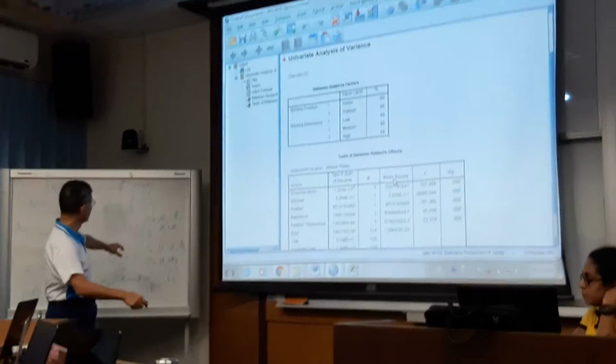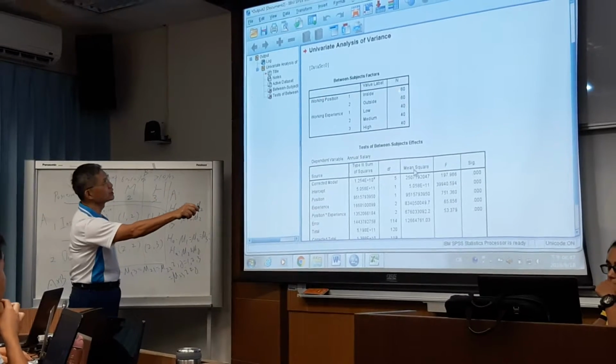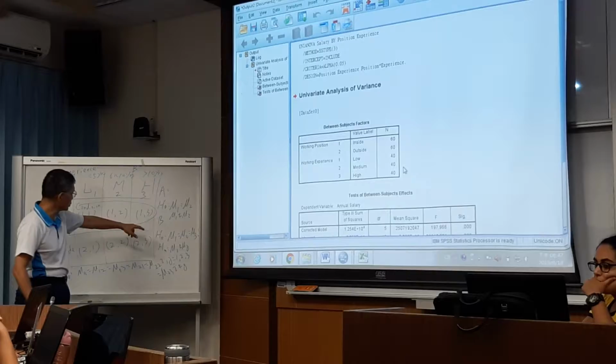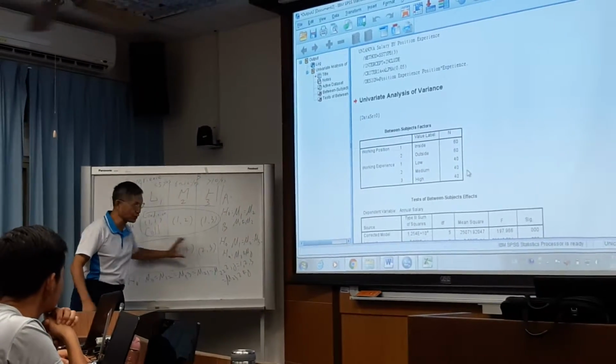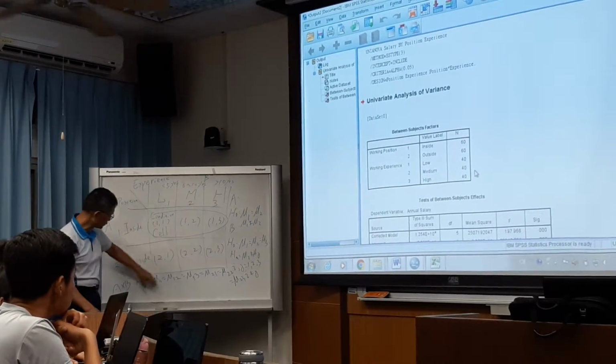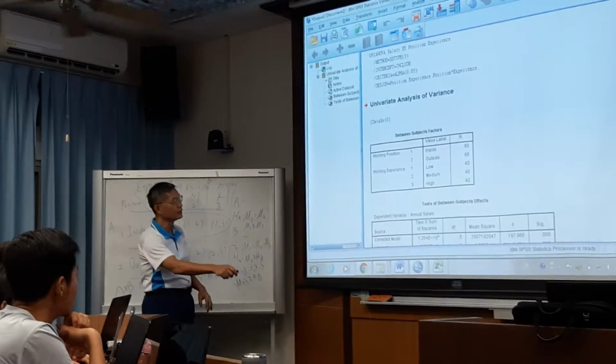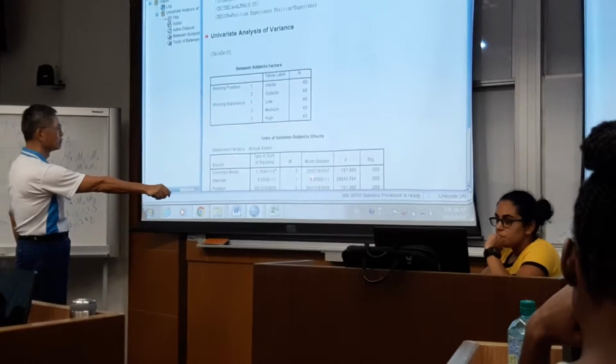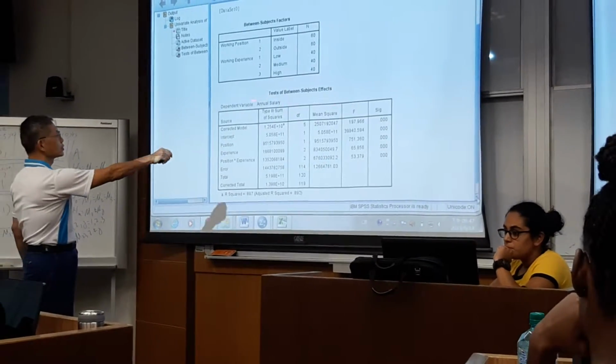This is what I wrote, okay. We have a working position, 60 for inside, 60 for outside, I just erased it. There are 60, 60. And for the low, there are 40, 40, 40. And this is the two-way ANOVA table. Okay, this is the two-way ANOVA.